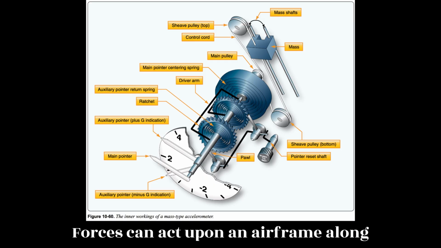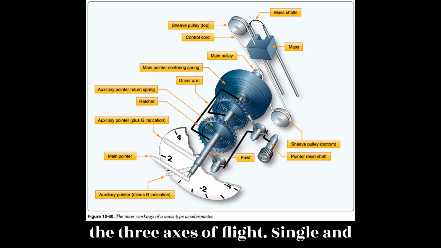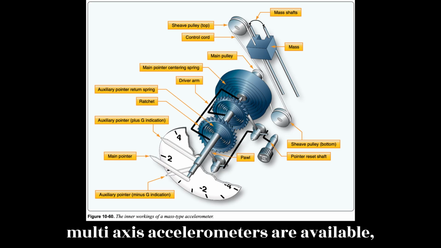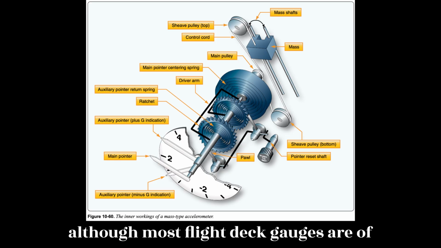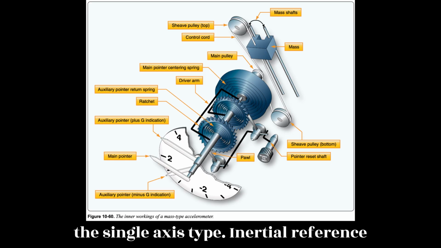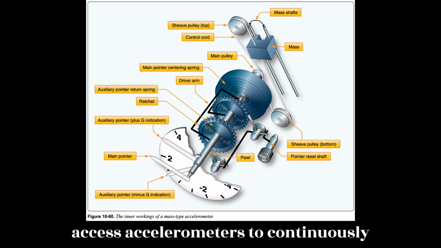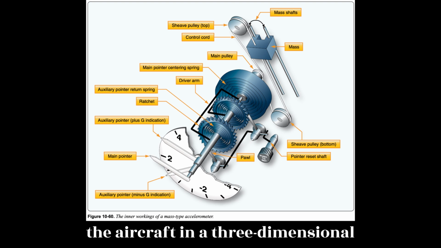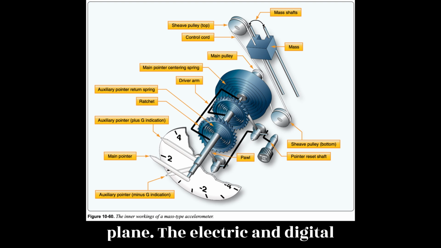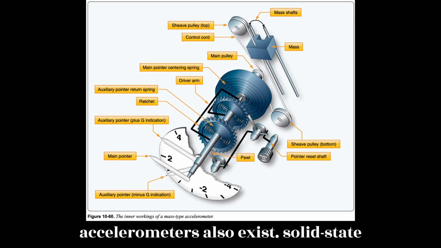Forces can act upon an airframe along the 3 axes of flight. Single and multi-axis accelerometers are available, although most flight deck gauges are of the single-axis type. Inertial reference navigation systems make use of multi-axis accelerometers to continuously, mathematically calculate the location of the aircraft in a 3-dimensional plane. Electric and digital accelerometers also exist.